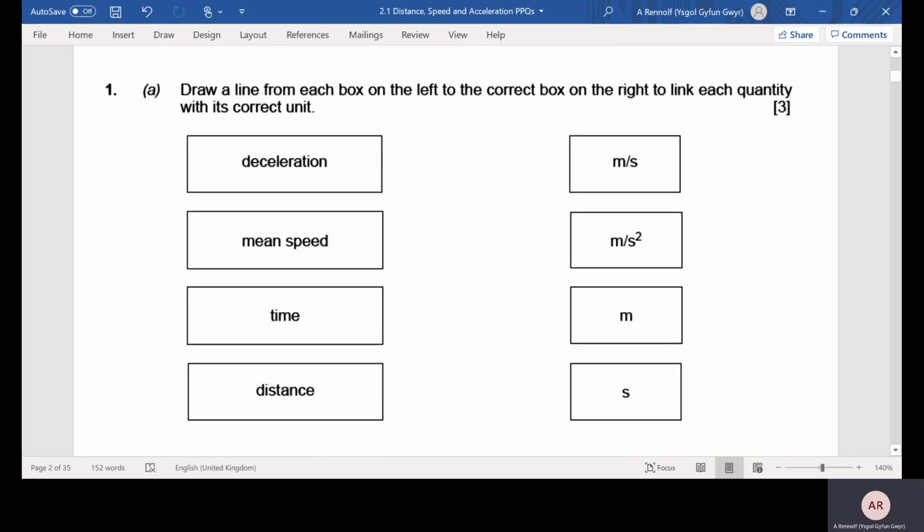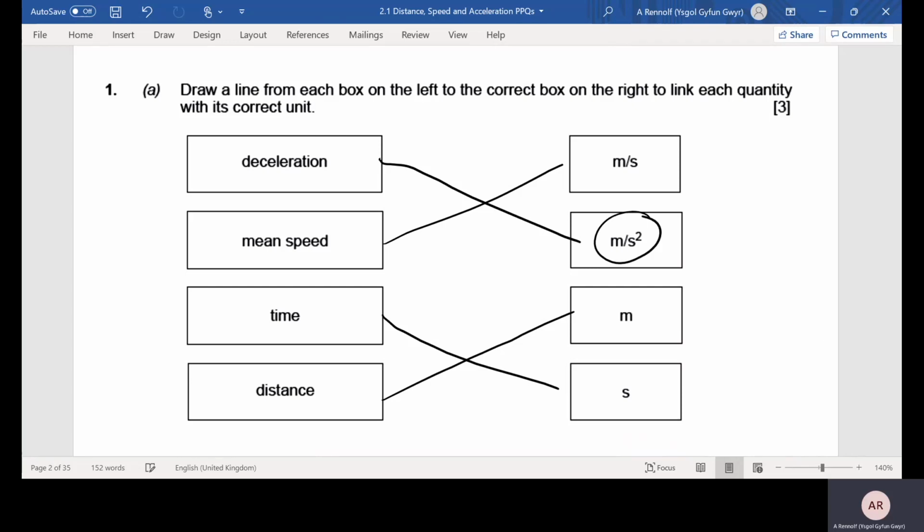So it's easier if we deal with the straightforward ones first. Distance, we measure that in meters. Time, measured in seconds. Speed then, mean speed, we use the same units for both. Mean just means average. Mean speed, we use meters per second. And deceleration, we use meters per second squared. Bear in mind that that unit is also the unit for acceleration, as deceleration and acceleration are interchangeable to a degree with this unit.